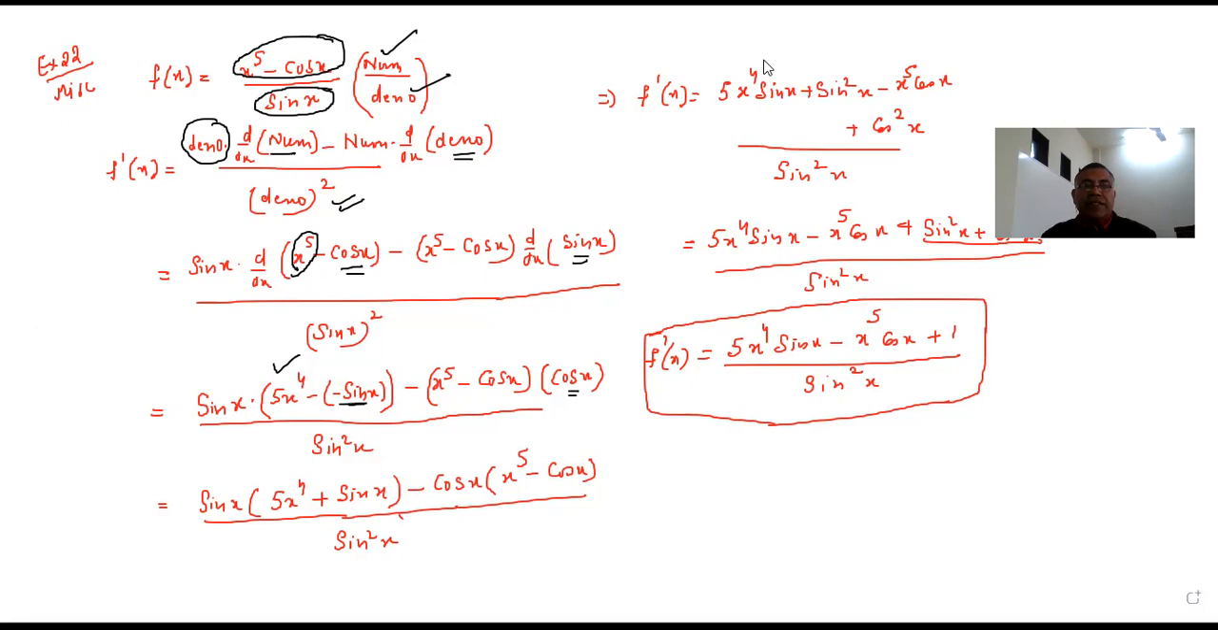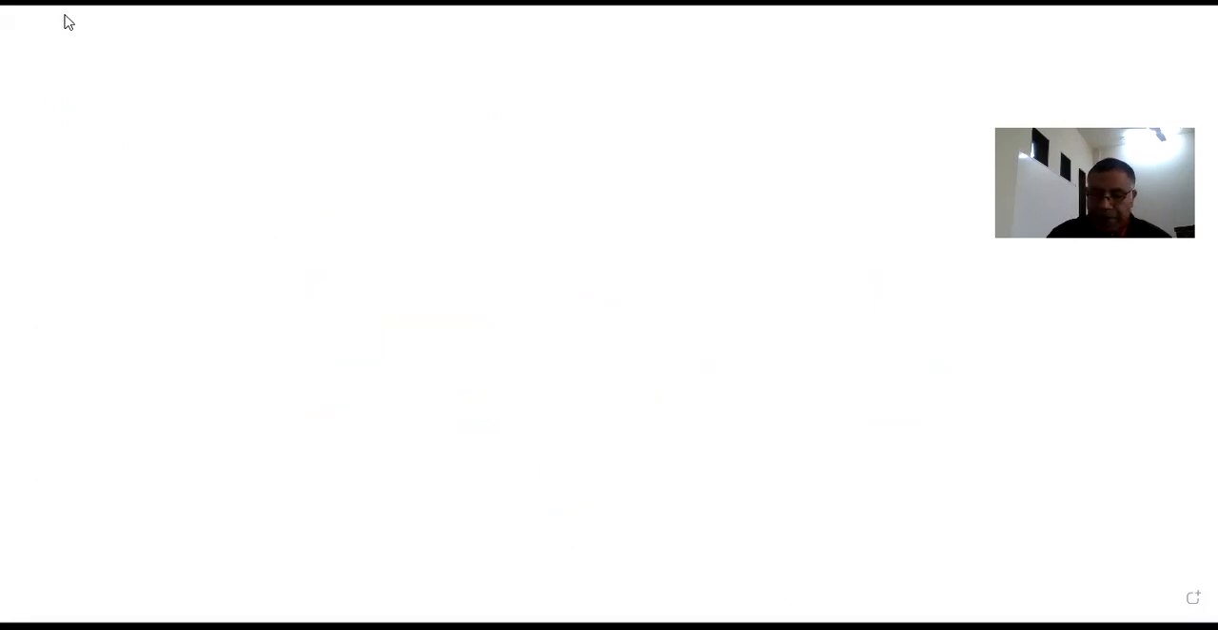Okay, next example, same kind of example. Again, the application of the quotient rule. Second part of the example. Example 22 is saying f(x) is given as (a^x + cos x) upon tan x.